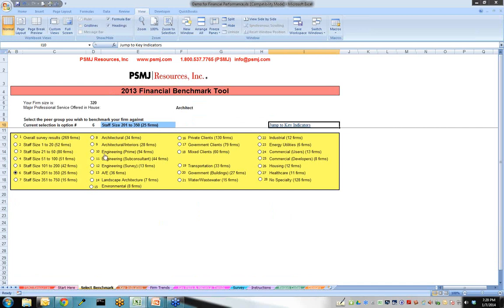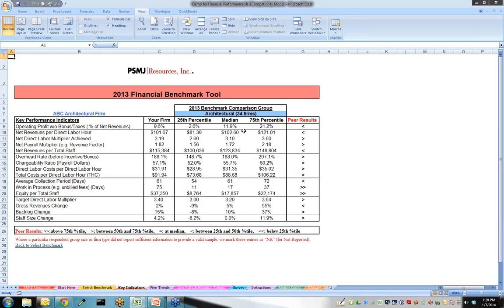Now let's look, again, this is an architecture firm, so now let's look at our peer group by practice area. And we can see that profit is still around about 12% as a percent of net revenue. The multiplier is still about the same, about a 3.1 was achieved. Overhead rate is about 188%.